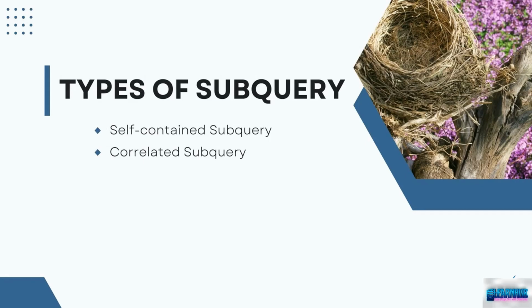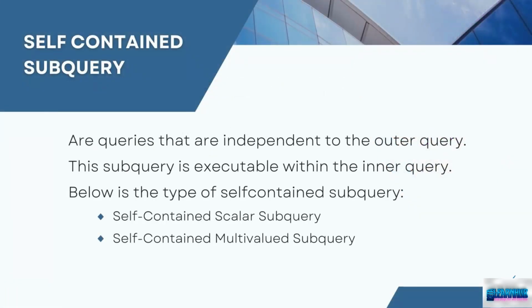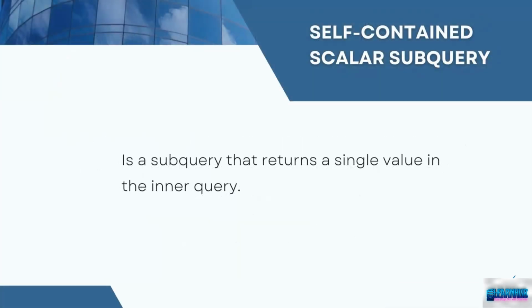Subqueries can be either self-contained or correlated. Self-contained subqueries are queries that are independent of the outer query. This subquery is executable on its own. There are two types of self-contained subquery: scalar subquery and multi-valued subquery. A self-contained scalar subquery is a subquery that returns a single value.